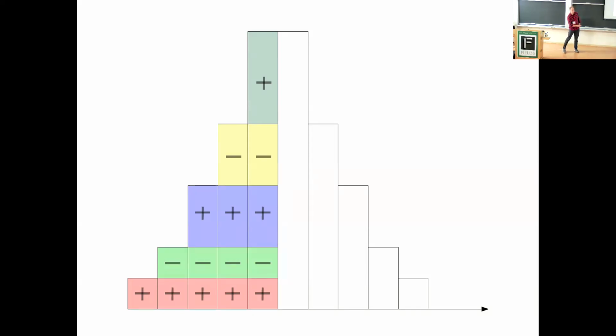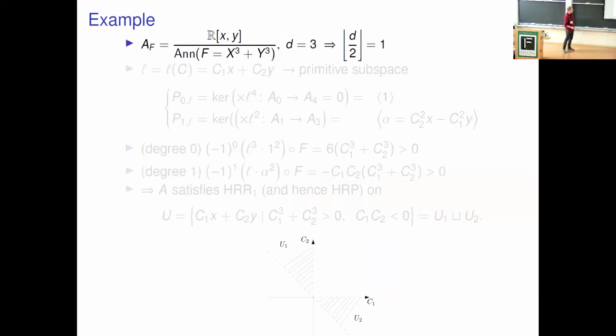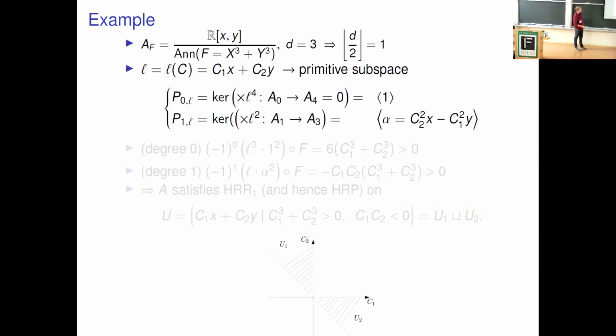So here's some example. Take f to be x cubed plus y cubed. And then let's take this linear form, just a general linear form, c1x plus c2y. And then we can compute the primitive subspaces. I just need to go from 0 to 1. So that's d over 2 floor.